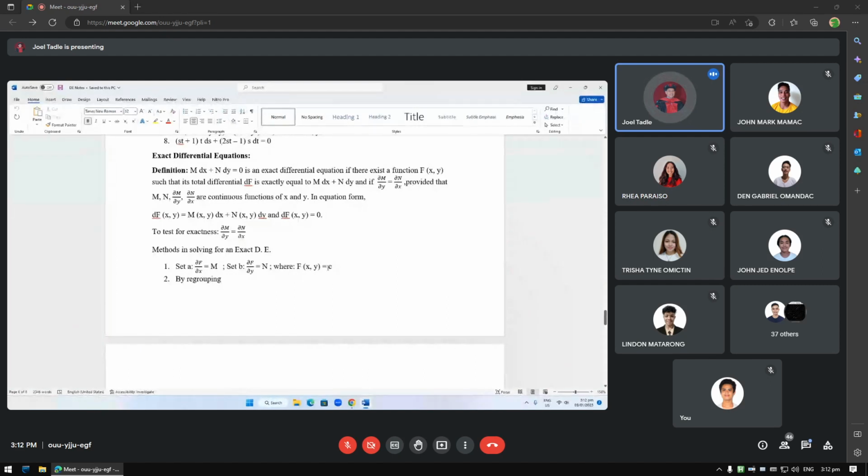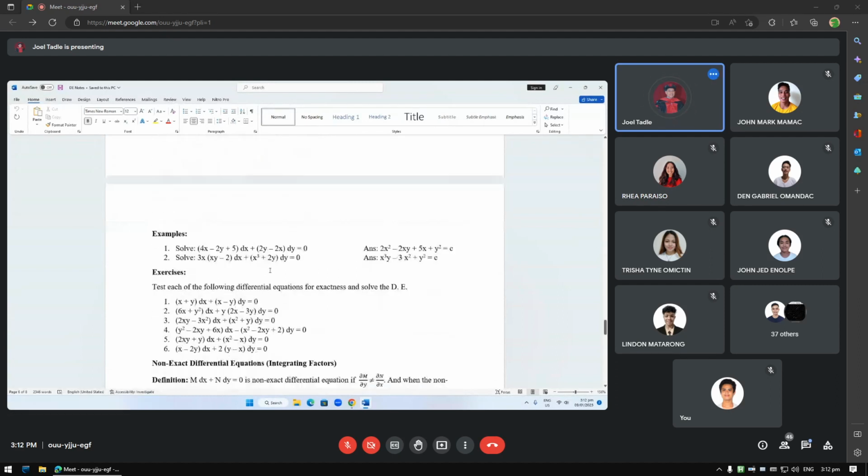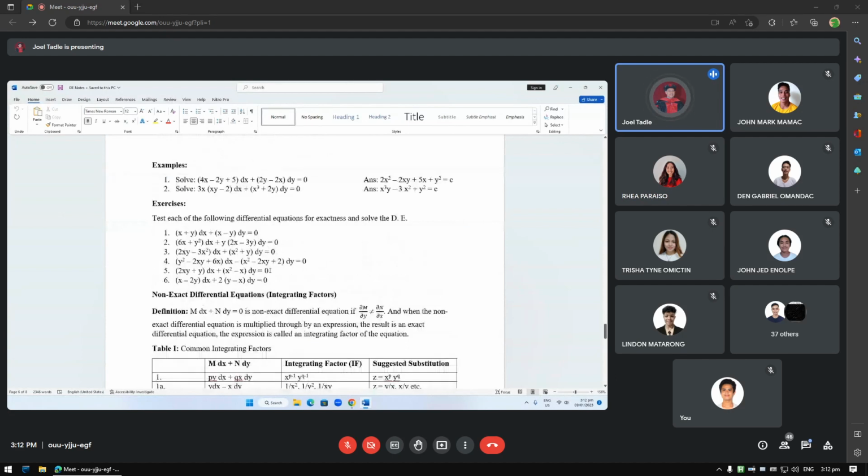Then the other method is by regrouping. So later we'll study the method of how to solve an exact differential equation. So I have two examples here. So please copy this first because later we'll discuss this and your exercises.